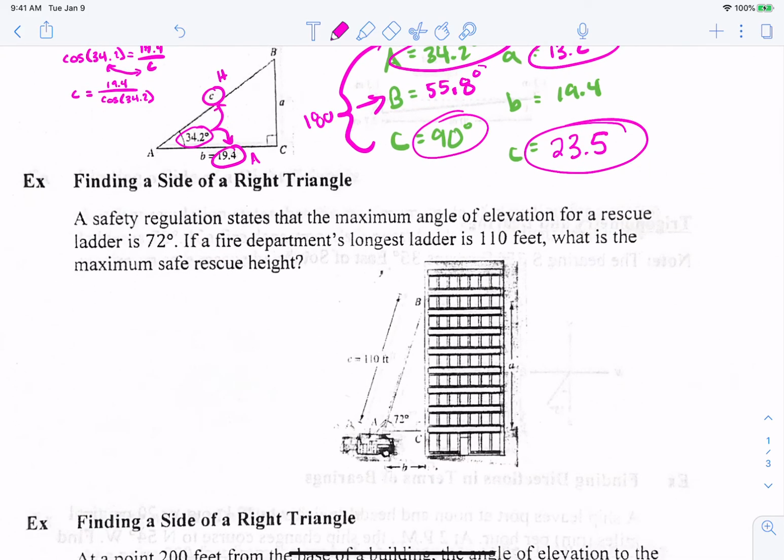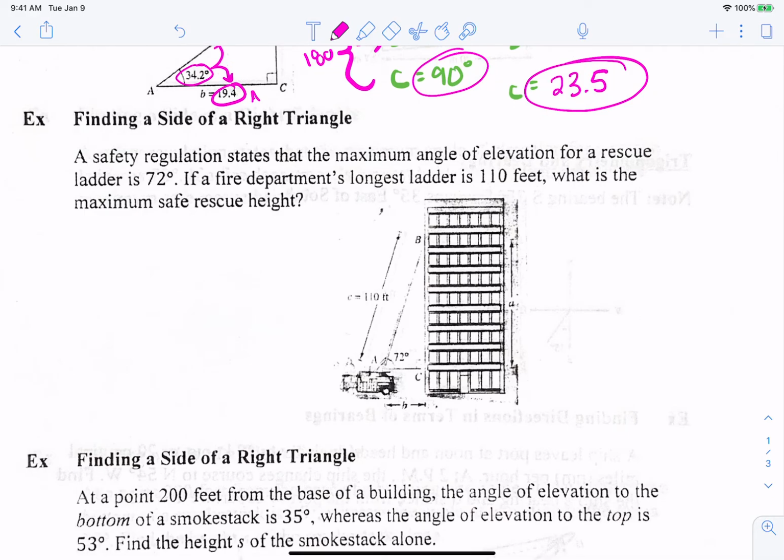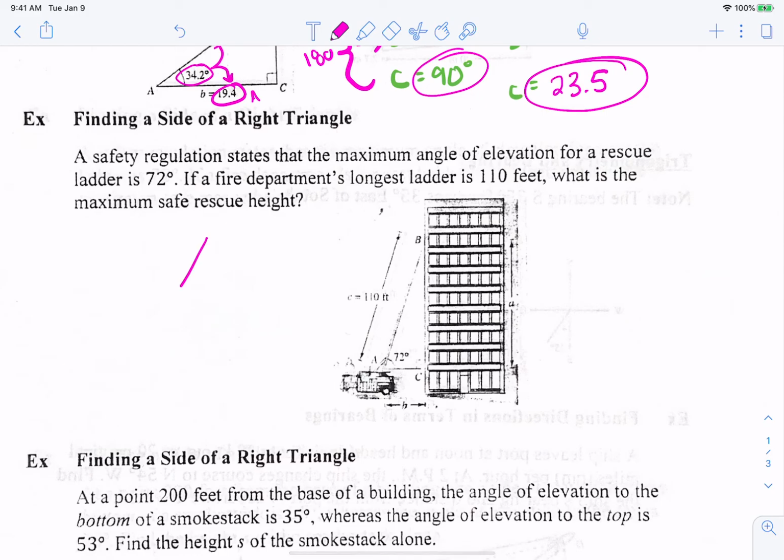Okay. Find a side of a right triangle. They give us some weird things, and I'm going to rewrite this. A safety regulation states that the maximum angle of elevation for a rescue ladder is 72 degrees. So we have our ladder here, our building here. I'm going to redraw this because they have a messy thing going on there. 72 degrees is the maximum angle.